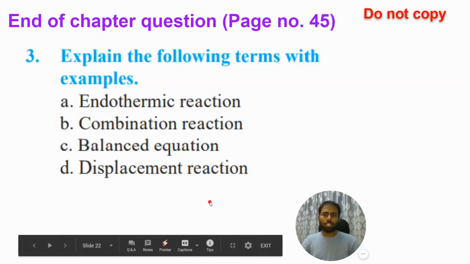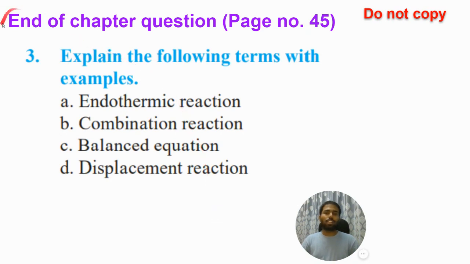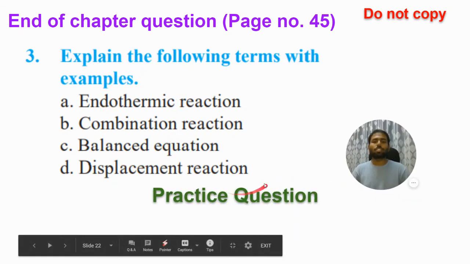Okay, so there is this end of chapter question given on page number 45 which says explain the following terms with examples. So now that we have seen all different types of chemical reactions, you should be able to explain endothermic reaction, combination reaction, balance reaction and displacement reaction by yourself. You have to explain in one or two lines and then give examples, and we have discussed so many examples today, right. So I think you all should be able to solve this by yourself. Do this as your practice question. Okay, I believe you all can write answers to these questions by yourself now.